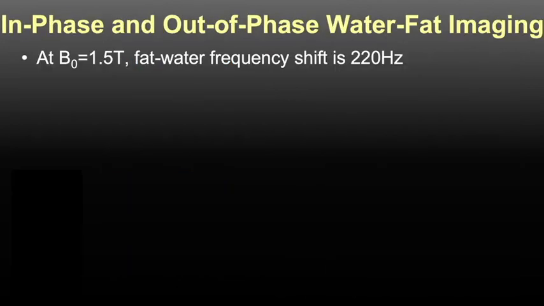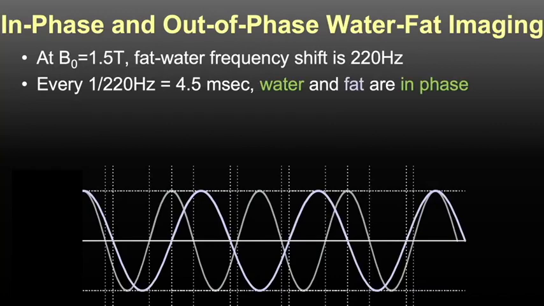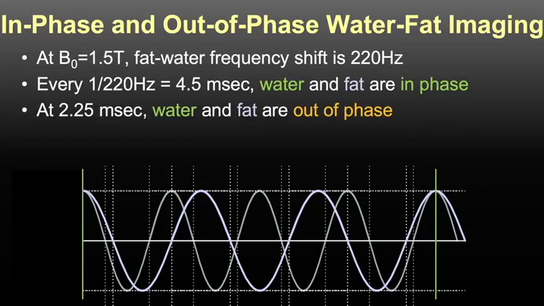Now we're going to switch gears and talk about in-phase and out-of-phase water fat imaging as a way to prepare us for our discussion of Dixon imaging. So again, at 1.5 Tesla, that fat water frequency shift is 220 hertz. So here I have water represented by that light green over here, and fat represented by this purple. So at 4.5 milliseconds, they're going to be together and they're going to be additive to each other in phase, whereas at 2.25 milliseconds, they're going to be exact opposite of each other, so they're out of phase.